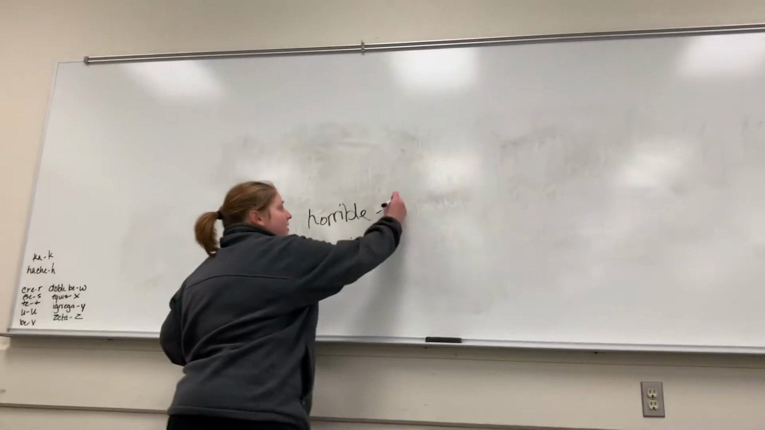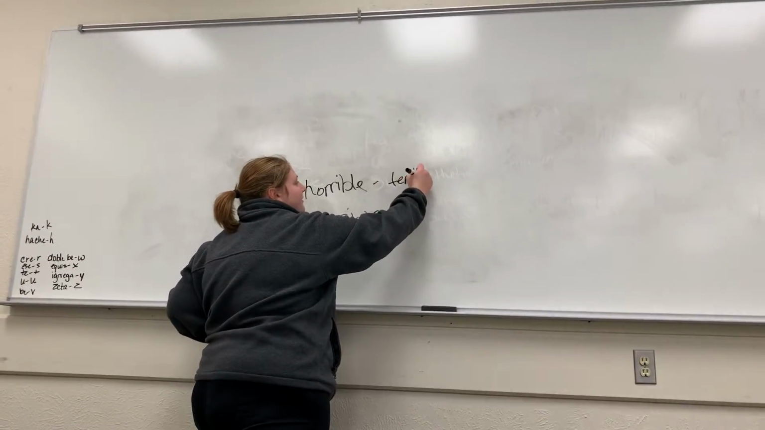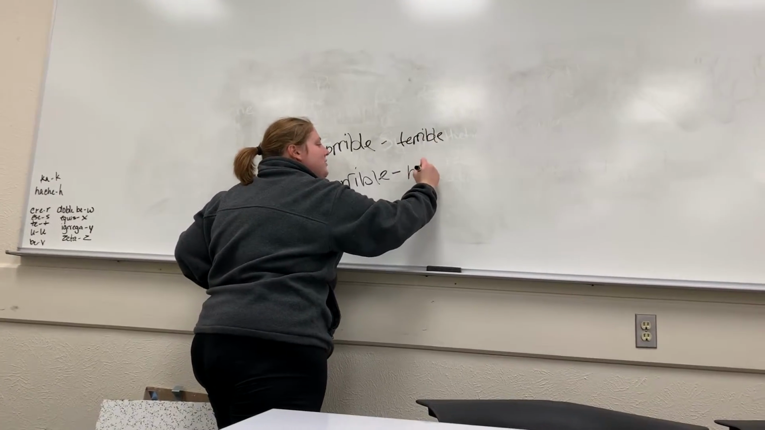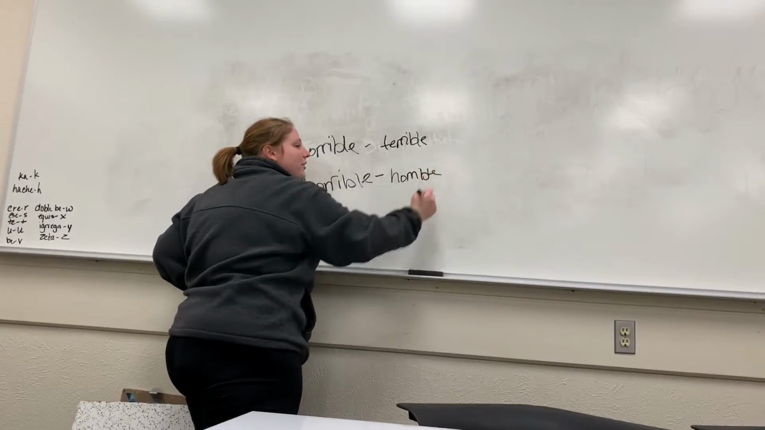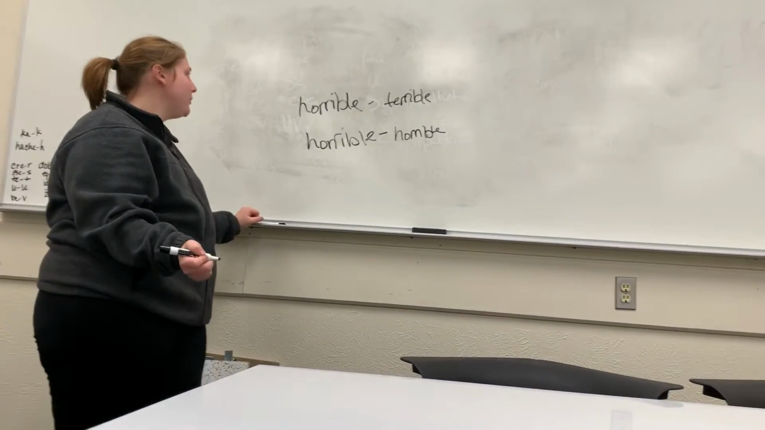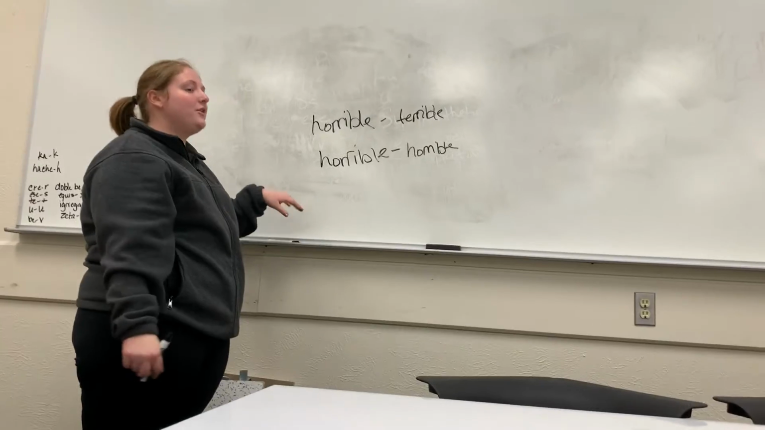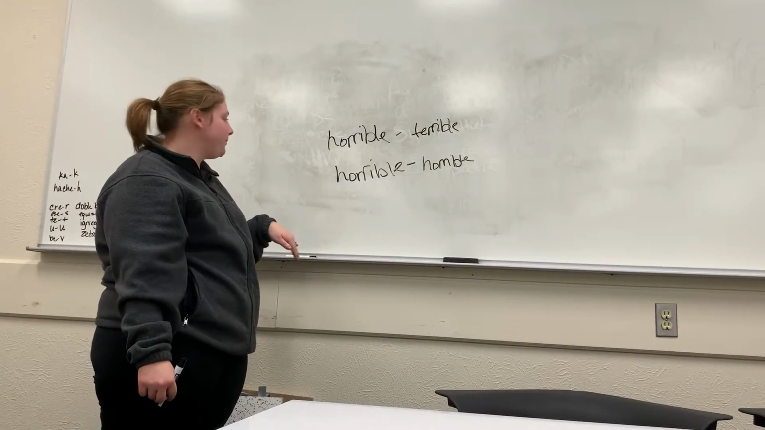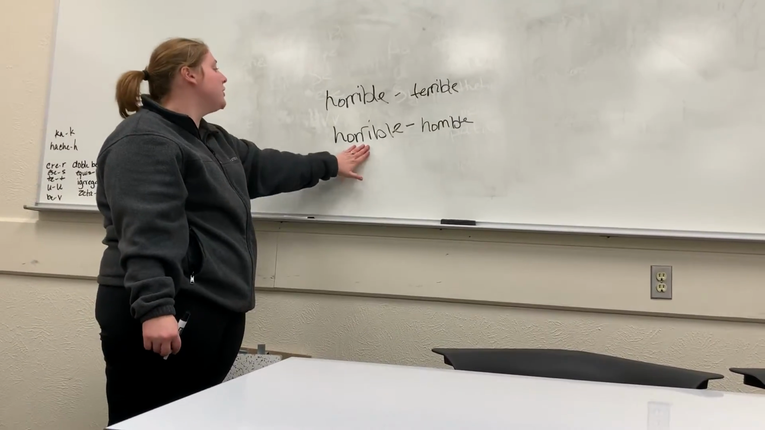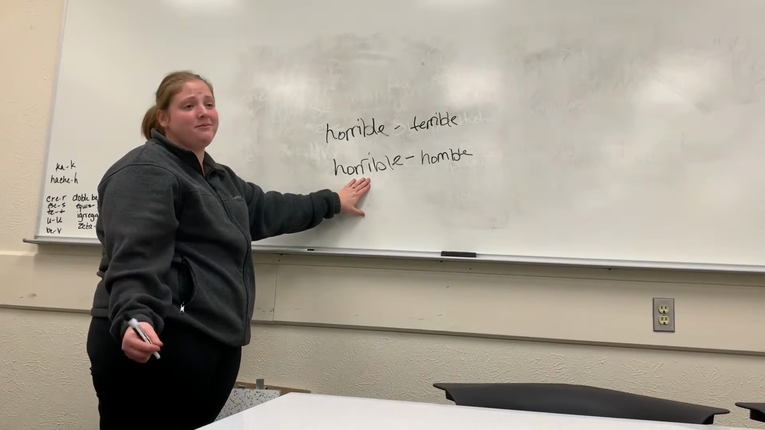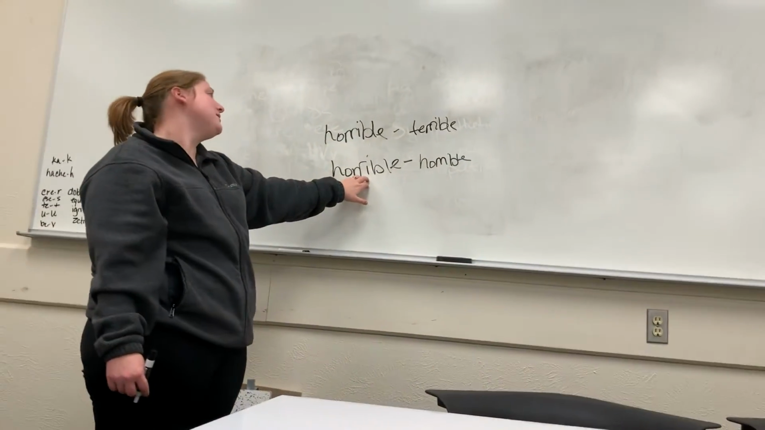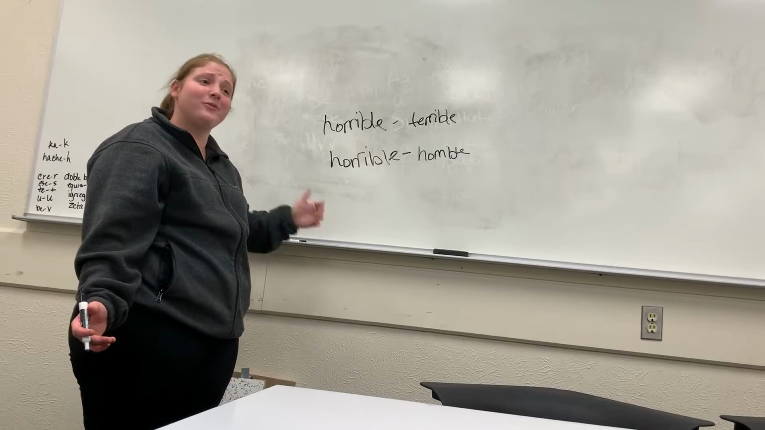One is terrible, and one is horrible. This is one of those cognates that you can use to help you when you're reading something and you want to compare the languages. Because in Spanish, horrible means horrible. And in English, horrible can mean terrible.